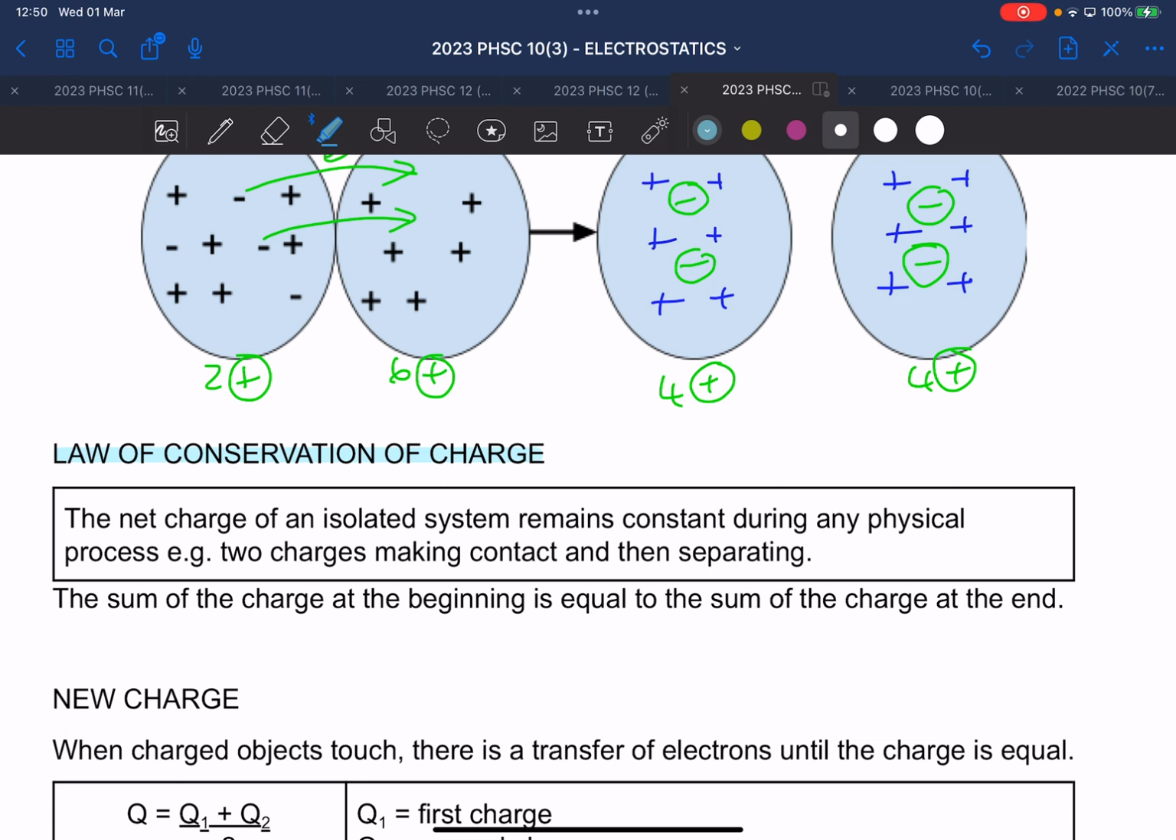Alright, now can you please tell me what does the word conservation mean? Okay, I'll give you an example.